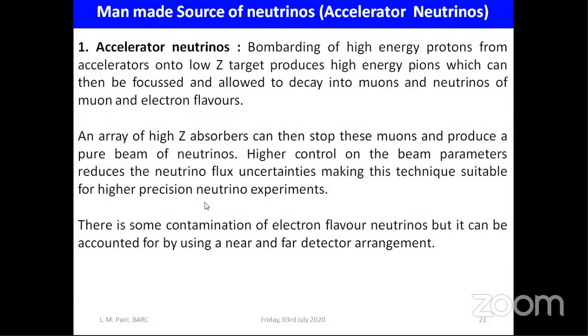Then we have the accelerator neutrinos. Bombarding high energy protons from accelerators onto low Z targets produces high energy pions, which can then be focused and allowed to decay into muons and neutrinos of the muon and electron flavors. An array of high Z absorbers can then stop these muons and produce a pure beam of neutrinos. And certain accelerators are being designed around the world. And anyway, the existing accelerators also keep on producing neutrinos and antineutrinos.